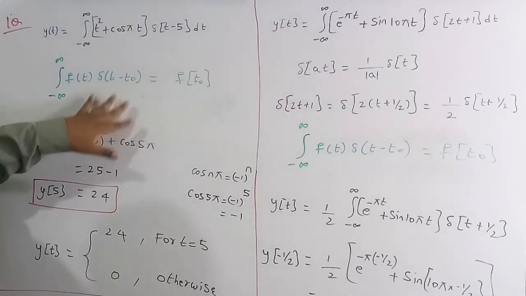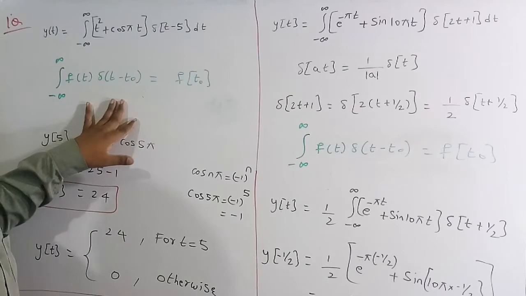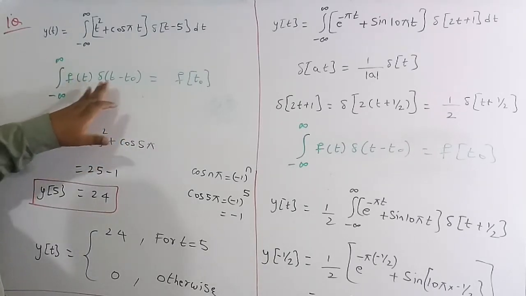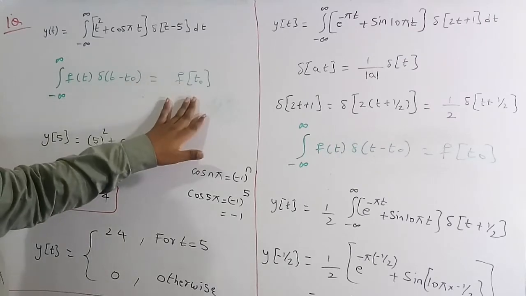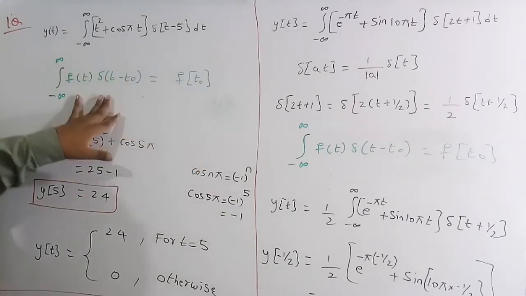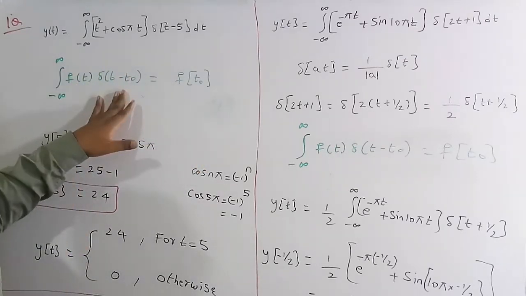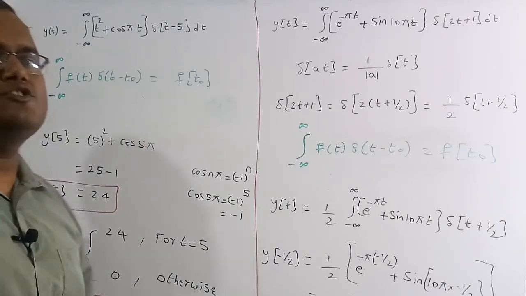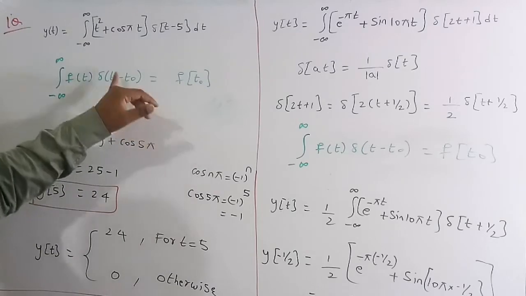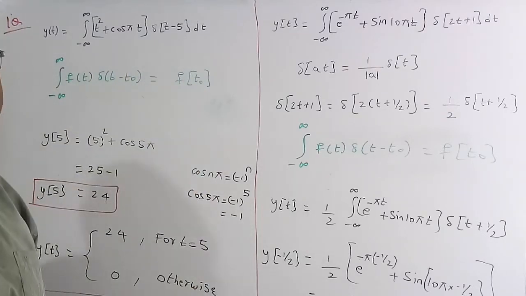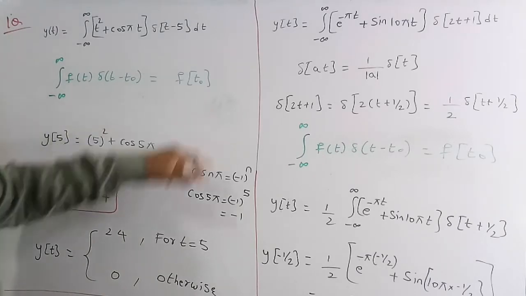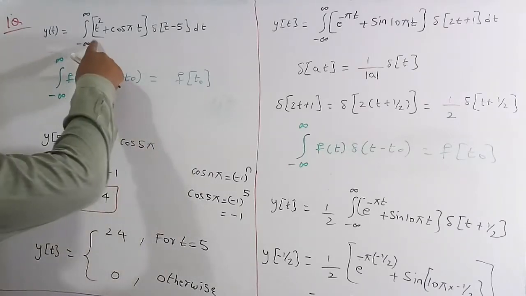Here the basic principle is the shifting property of the impulse signal, which is the integral from minus infinity to plus infinity of f of t delta of t minus t naught, which is nothing but f of t naught. This means the function is going to have a value only at t equal to t naught, because the impulse signal has a unit area only at t naught, and at all other times it has zero value. That is the reason this integration converges to only one value, which is f of t naught.